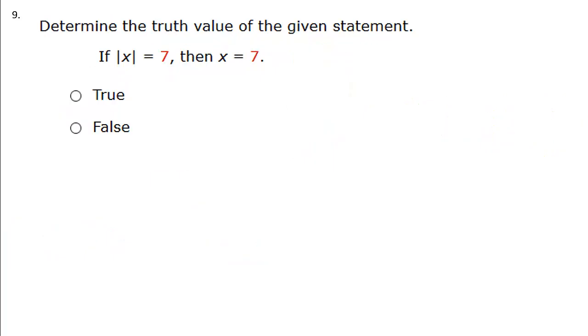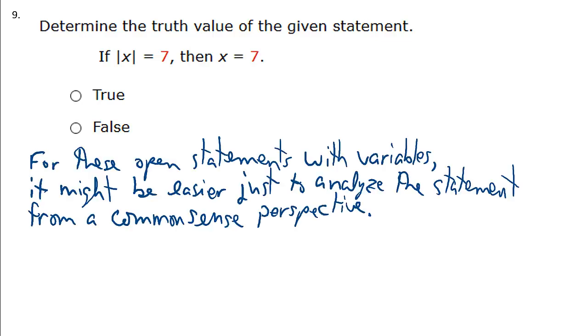Number 9, determine the truth value of the given statement. If the absolute value of x is equal to 7, then x is equal to 7. For these types of problems where the open statements have variables, it's probably easier just to analyze the statement from a common sense perspective rather than trying to shoehorn it into the rules.